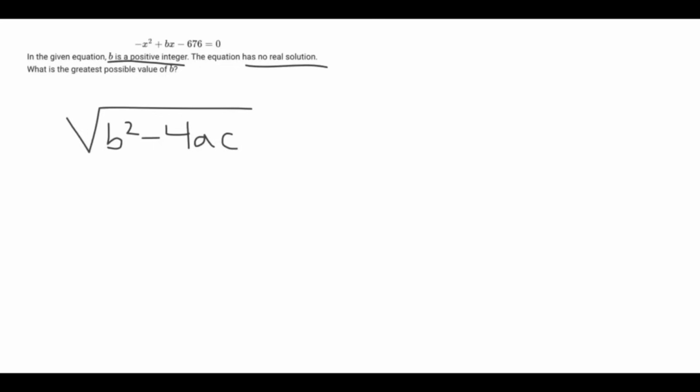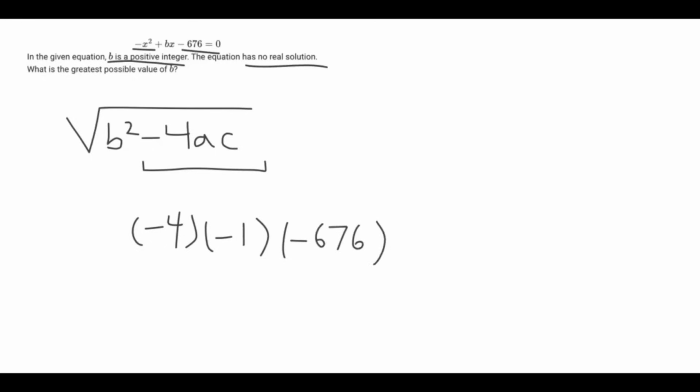So in order for us to calculate this, we just need to know what this part right here, the negative 4 times a times c, is equivalent to, and then find a b value that is less than that, but the greatest possible value. I'll show you how to do that. Let's first calculate negative 4 times a, we know our a value is negative 1, times c, our c value is negative 676. And this will give us a value of negative 2,704.